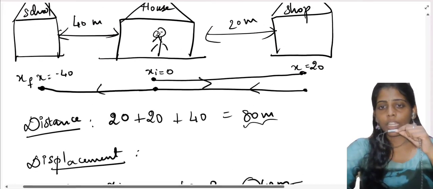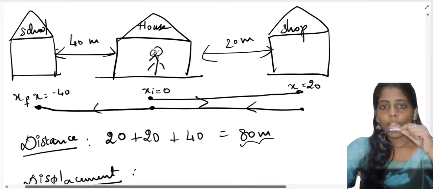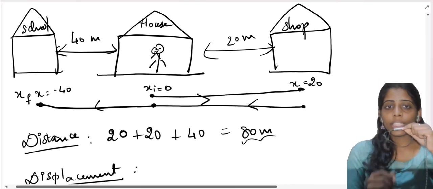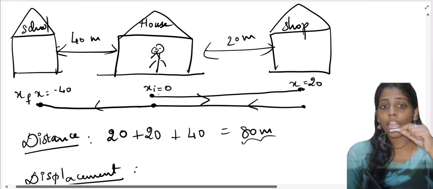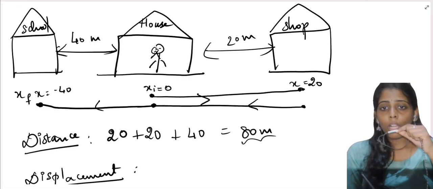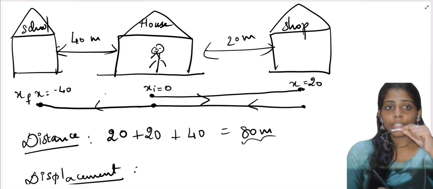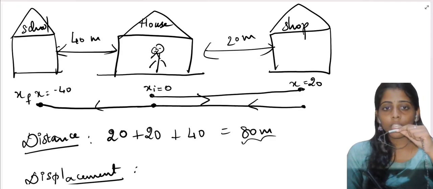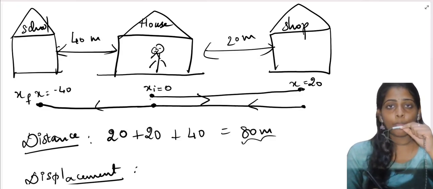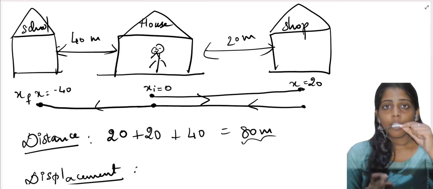Displacement, we have a minus sign. Why do we have that minus sign? While calculating distance, we only calculated all the path which was travelled by the person to reach the final position from the initial position. Whereas while calculating displacement, we only calculated the shortest distance between the final and initial position, right?